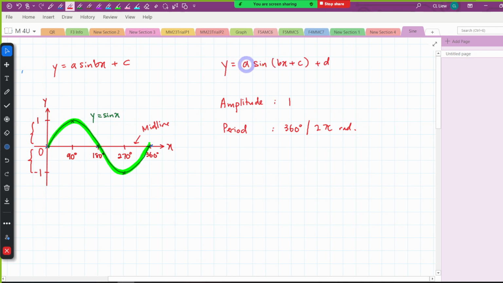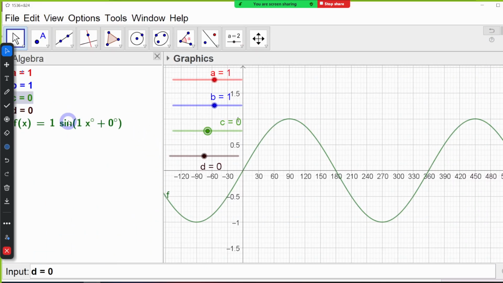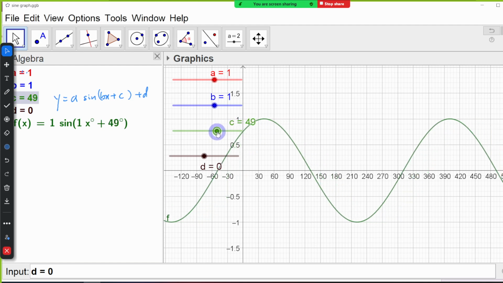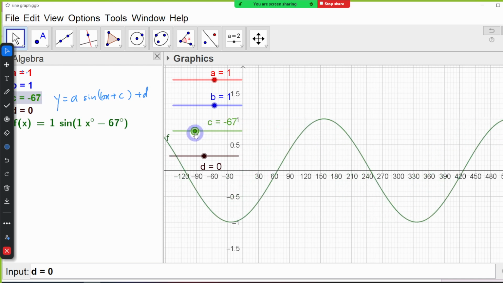When you see a graph y equal to a sine bx plus c plus d, this type of graph will actually involve horizontal shift. Let me show you what's the horizontal shift. Now this is y equal to a sine bx plus c plus d. The a is 1 and the b is 1 as well, and the c is 0, d is 0. When I change this number, the graph will actually shift horizontally. You see? This is horizontal shift.